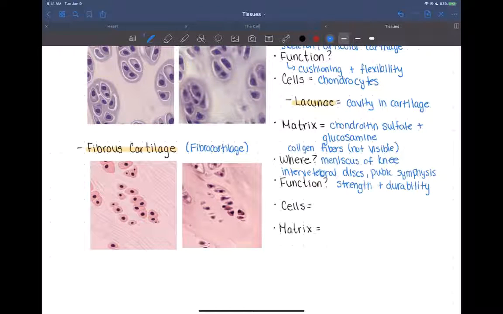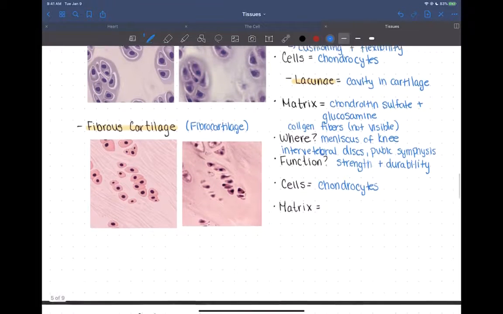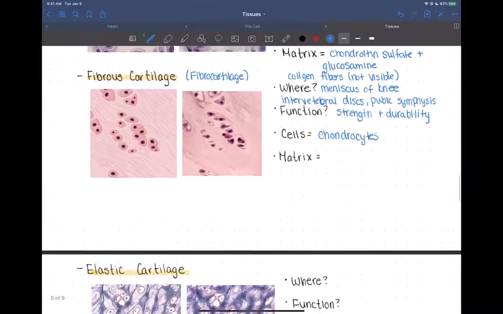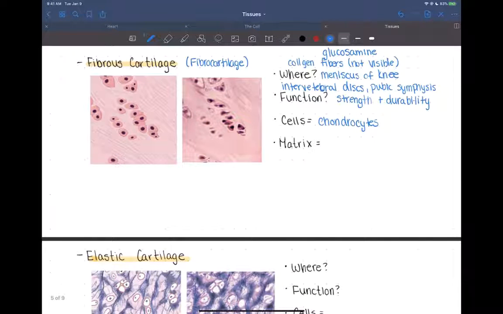And so for the fibrocartilage, the cells are going to be the same, our same cartilage cells, chondrocytes. And those chondrocytes are going to be making that matrix. The fibrous part of the name refers to the dense collagen it's going to have: lots of collagen fibers.